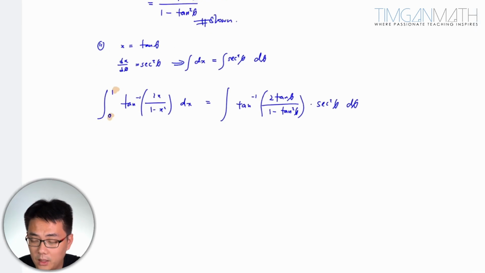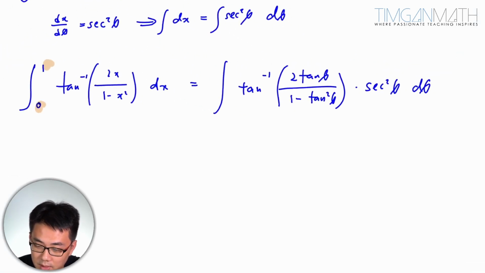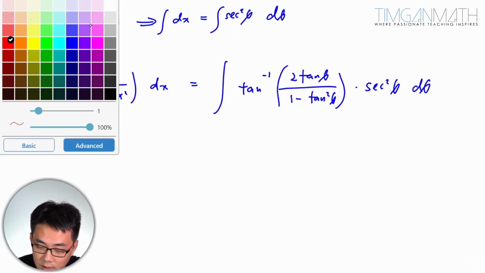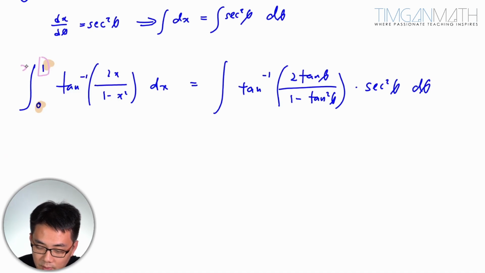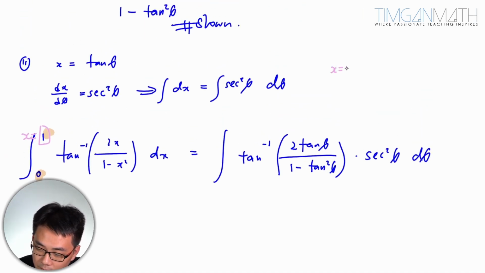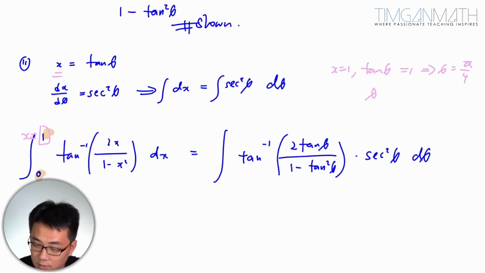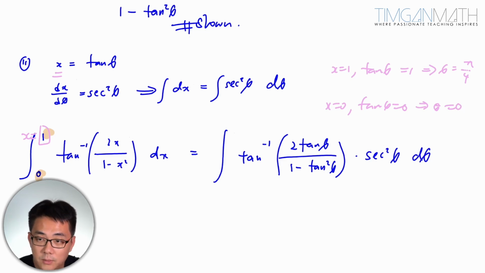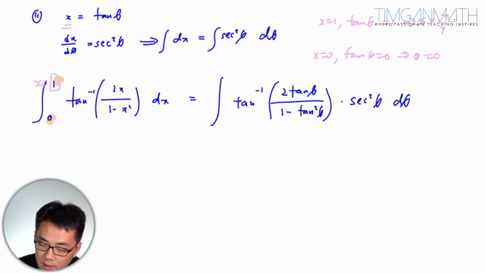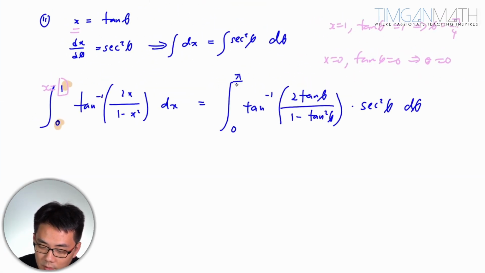Now once that is done, what we need to do is look at the boundary. Just take note, this is very important. When x equals 1, tan θ equals 1. Use this formula here: θ equals π over 4. That's 45 degrees. Okay, so this is π over 4. Then when x equals 0, θ equals 0. Just make sure you get that over there. So the limits are 0 and π over 4.